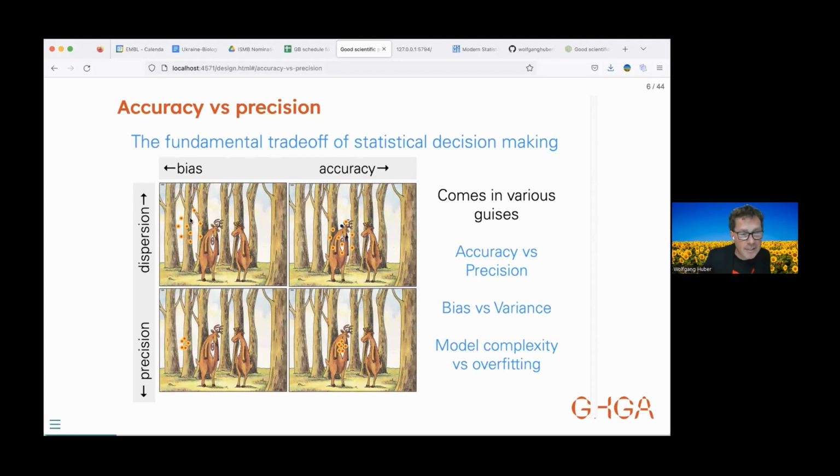And here we have an example of low accuracy and low precision, so all over the place and in the wrong spot. But that also shows you that accuracy and precision are two different concepts, and they're both separately important.